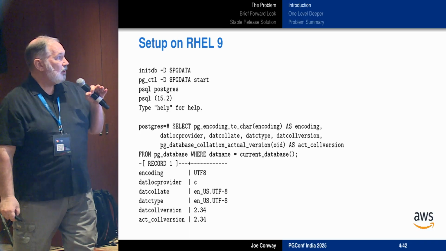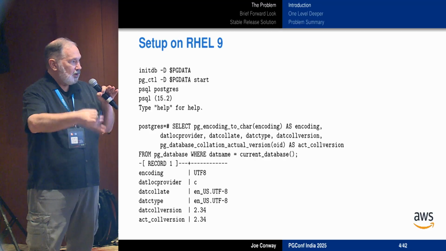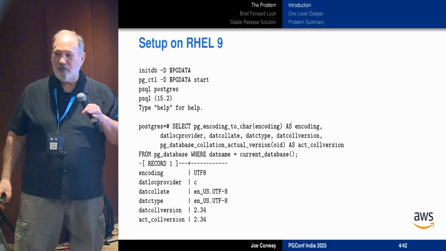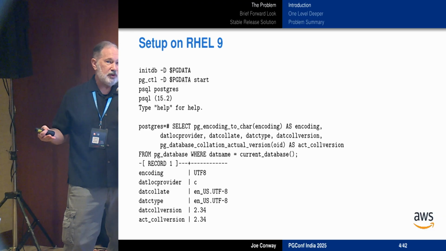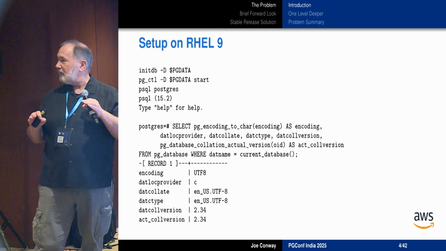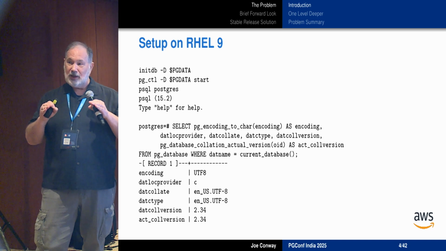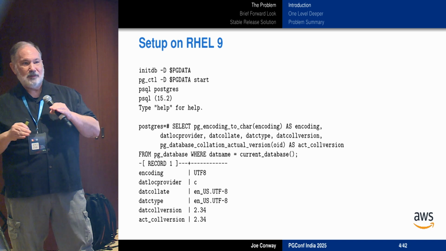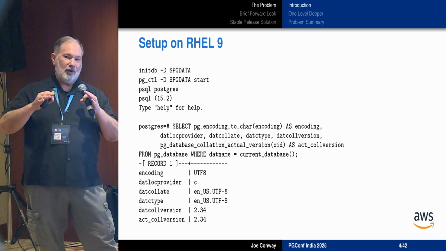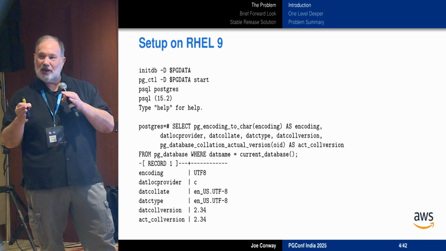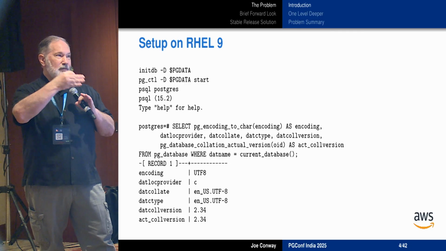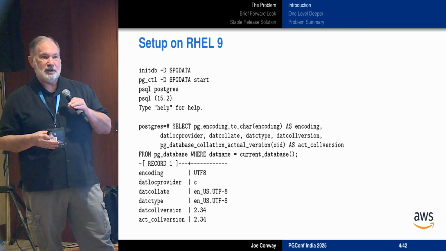If you do the same thing on RHEL 9, it looks exactly the same except you've got version 2.34. Now again, if you're in this room, you probably are generally aware that there was an issue with glibc version 2.28. Most people think, okay, as long as I avoid that version 2.28 issue, I don't have a problem. The thing is, I'm going to get to it later in the slide deck.